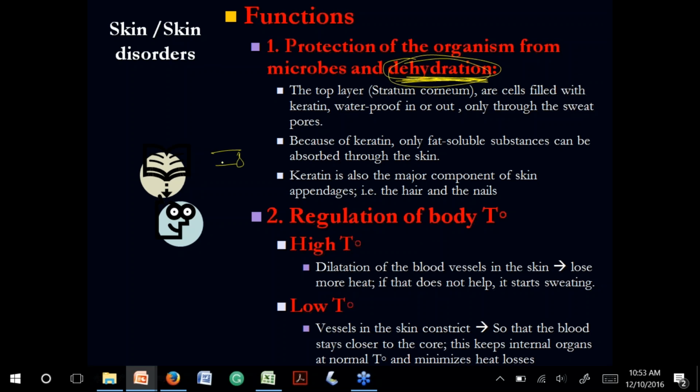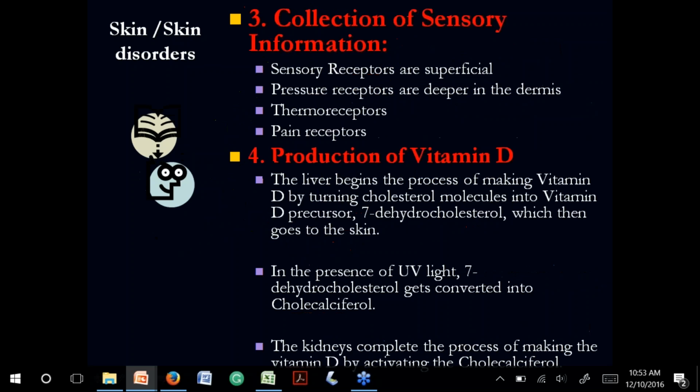Your vessels normally are this size, but when you have heat, they turn into big vessels: vasodilation. This vasodilation brings them closer to the skin, and that makes you lose heat, because at the same time you are sweating, and when the water evaporates, it takes heat out of the body. So that is one thing, the hydration. So the skin protects the organism from microbes and dehydration. It's like a capsule for us, and it regulates the temperature.